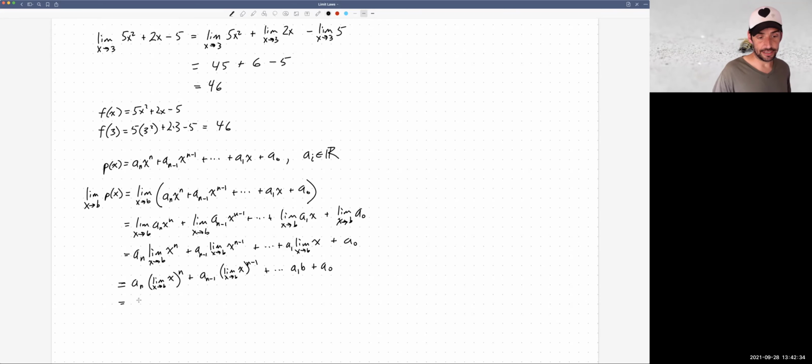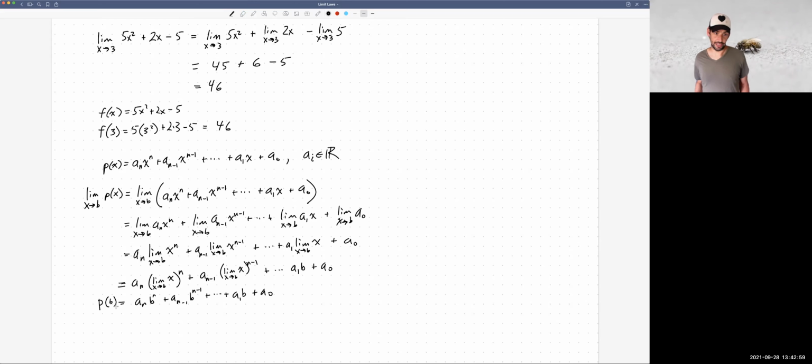Now, finally, the limit of each of these x's goes to b, and we're left with, oops, not x, it should be b, b to the n minus 1. But this is just the polynomial evaluated at b. Okay, so this is our rule. This is our rule now.